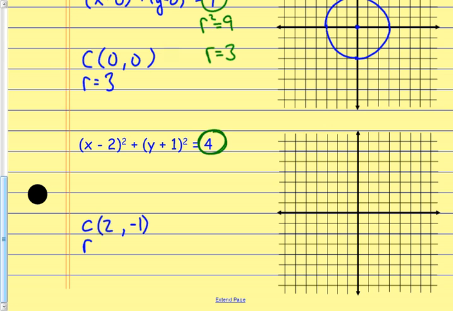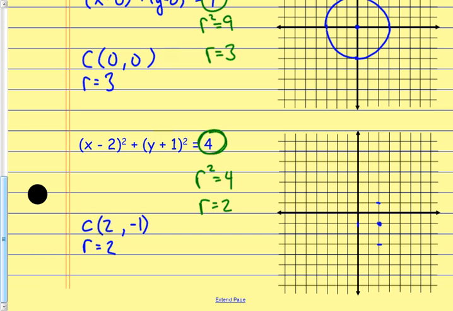So if r squared equals 4, it means that my r value, my radius, is a 2, because I take the square root of that thing. Okay? So now I go to my graph. I've got 2, -1. So 2, -1 is right here. I've got a radius of 2. I measure that in every direction that I can. So up 2, down 2, to the left 2, and to the right 2.